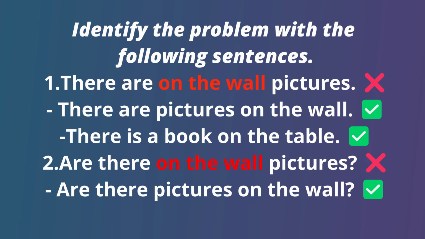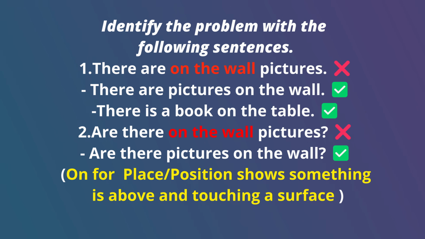There is a book on the table. There is a picture on the wall. There are... There is a book on the table. On the table there is a book.